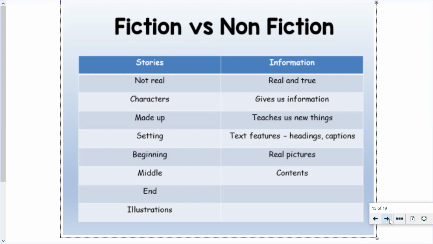When you read a fiction text, you have to read it from the beginning, otherwise the book will not make sense to you. But a non-fiction text gives us information. It is real and true, so it's not made up. It teaches us new things. It has text features that we talked about earlier. For example, it has headings and captions. It might have subheadings, and has paragraphs. It has real pictures and it has contents. When we read a non-fiction book, we can start reading it from wherever we like, and it doesn't matter if we don't read it from the beginning because it will still make sense as long as we read the paragraph that we're interested in.